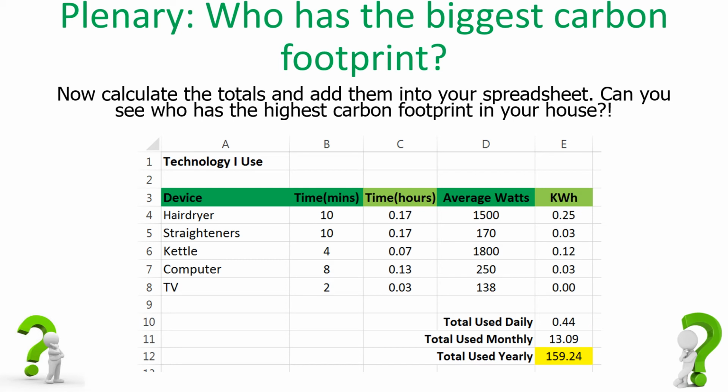Now, in order to work out the total used monthly, again, what you're going to do is click into this cell here, just where it says total used monthly. And again, you're going to say equals sum. You're going to open up your bracket and click this cell here for your daily value. Okay. What you're then going to add in, so that would give me the value E10 here.